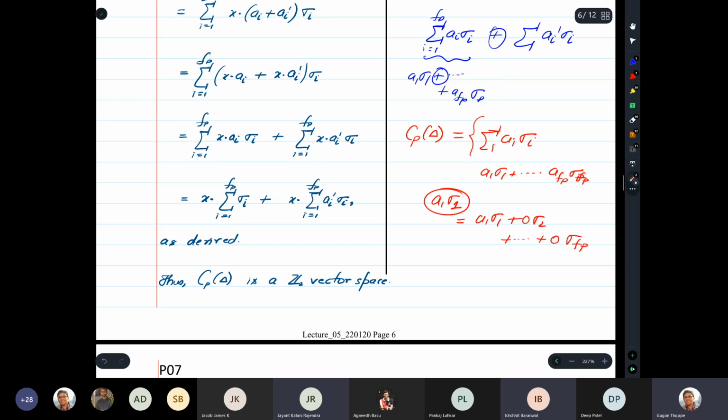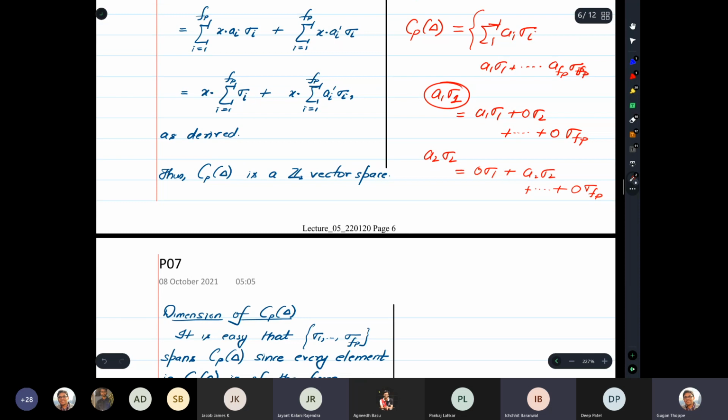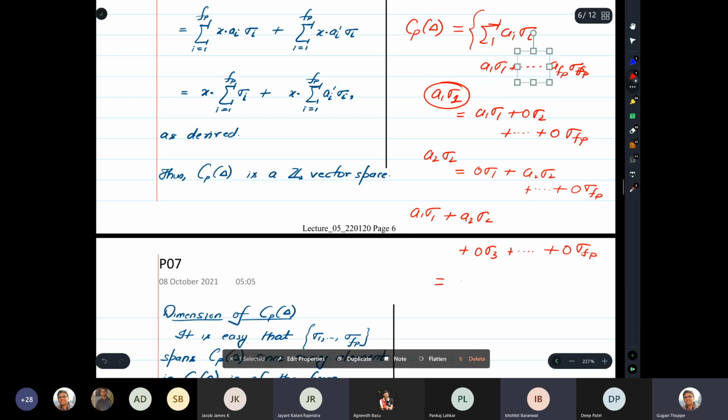Do you agree, Ichit? Yes. Similarly, I can interpret A2 sigma 2 as 0 sigma 1 plus A2 sigma 2 plus blah blah blah plus 0 sigma FP. Now if you take these two P chains and add them by the rule that we have specified, I hope you agree we would end up with A1 sigma 1 plus A2 sigma 2 plus 0 sigma 3 plus blah blah blah plus 0 sigma FP. Is this okay? For convenience, you can write this as A1 sigma 1 plus A2 sigma 2.